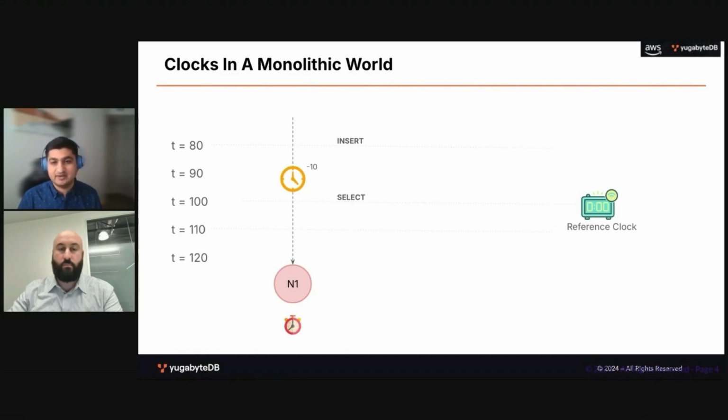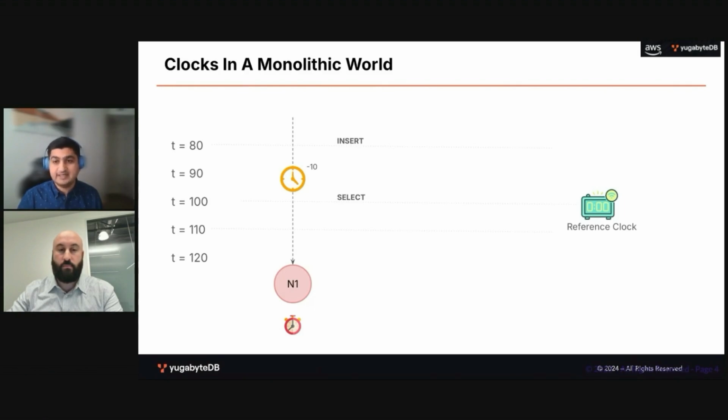So let's imagine that there are two statements being applied or issued on this particular database node. One of them is an insert statement. Let's say we are inserting some values in a table. And then the other statement is a select statement, which essentially selects all the values from the table and displays them. So in this case, even if the system clock on this particular node is off from the reference clock by a few ticks, we are not going to have any ordering issues. It's still going to execute the insert first and then the select. So the select will reflect the values that were inserted by the previous statement.